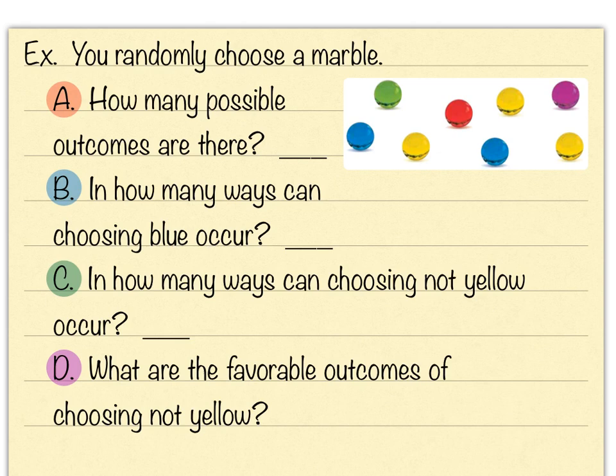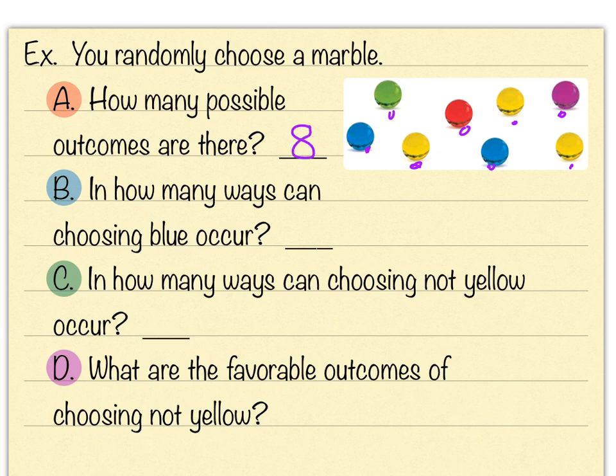Hopefully you're getting the hang of this and you're seeing just how easy these questions are. This is what you'll be doing on tonight's homework, is just listing out what the outcomes are of each of the events and how many there are. This one says, you randomly choose a marble. How many possible outcomes are there? Well, how many marbles are there? There's 1, 2, 3, 4, 5, 6, 7, 8 different marbles.